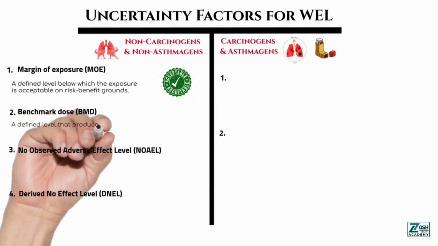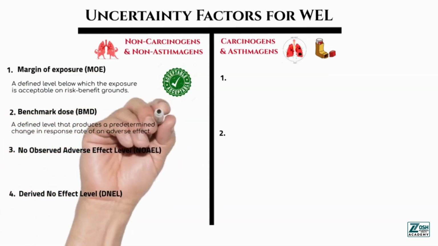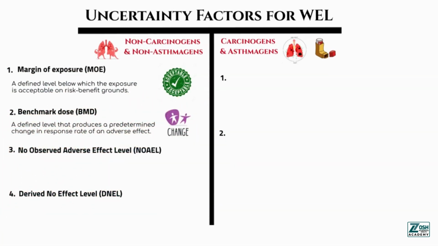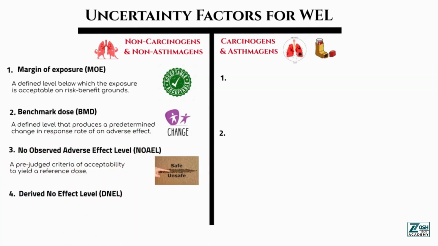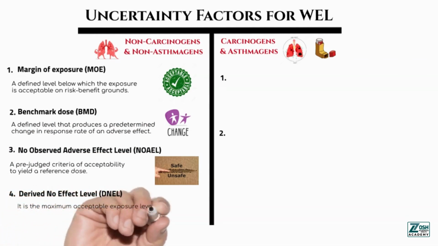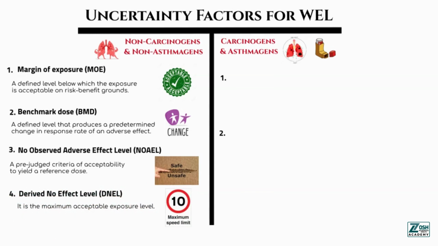Benchmark dose produces a predetermined change in response rate of an adverse effect. No observed adverse effect level is a prejudged criteria of acceptability to yield a reference dose. Derived no effect level is considered the maximum acceptable exposure level.